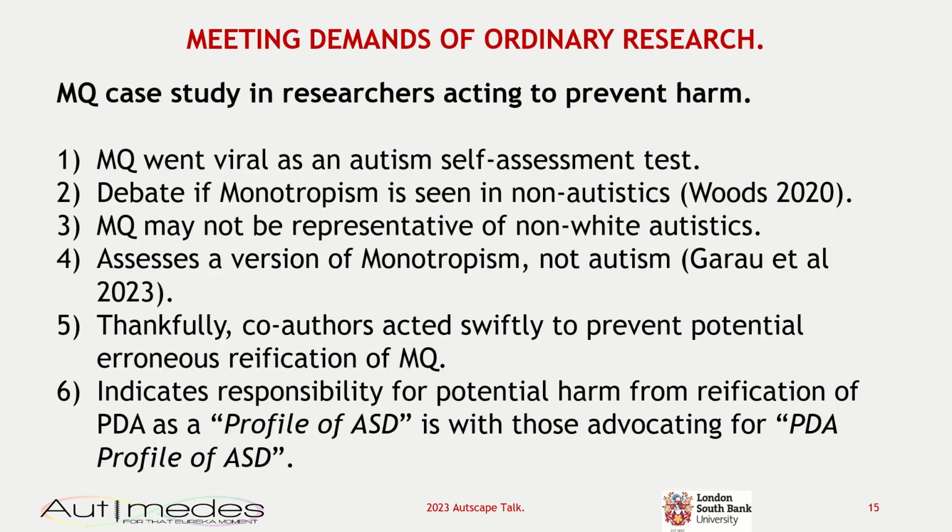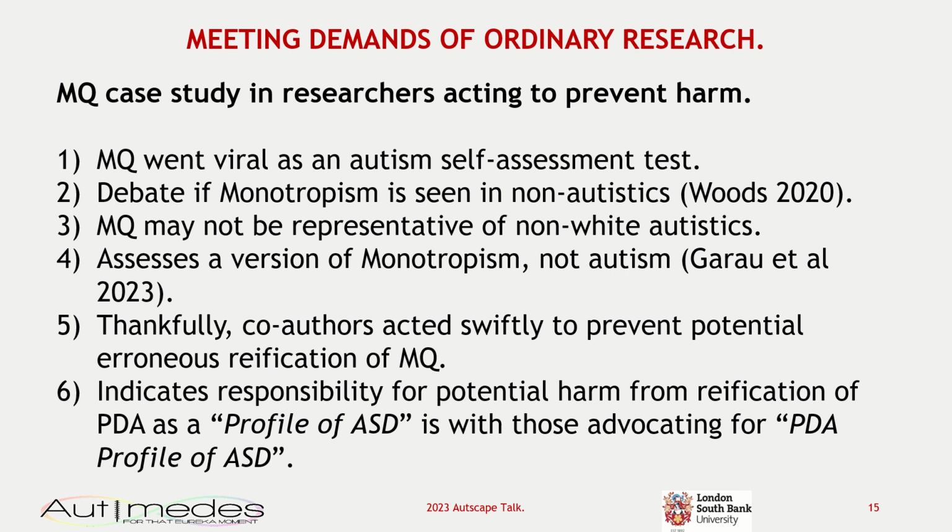It has been a bit of an issue because it's gone viral as an autism self-assessment test, which it's not. The MQ itself assesses a version of monotropism, not autism itself. In the future, a monotropism questionnaire or versions of it might be validated as an autism assessment tool, but the present one is not. The reasons for this are that the current version may not be representative of non-white autistic people's experiences. And we also do not know if the monotropic cognitive style is only seen in autistic people.